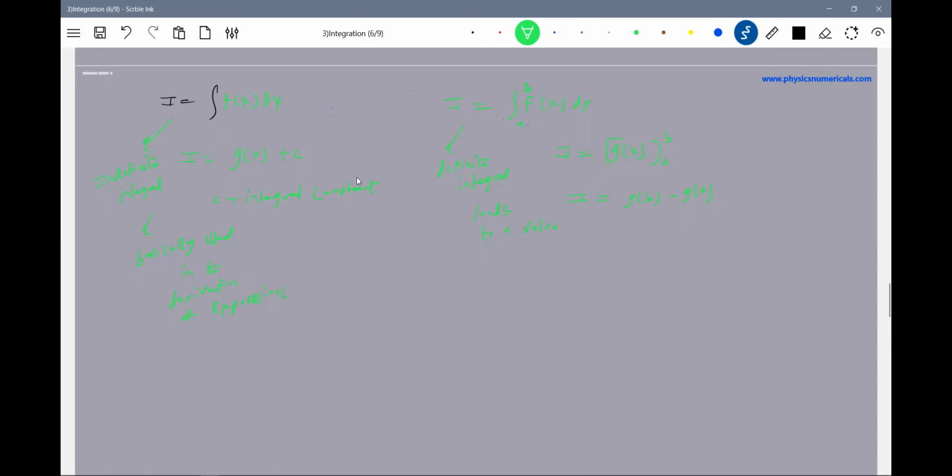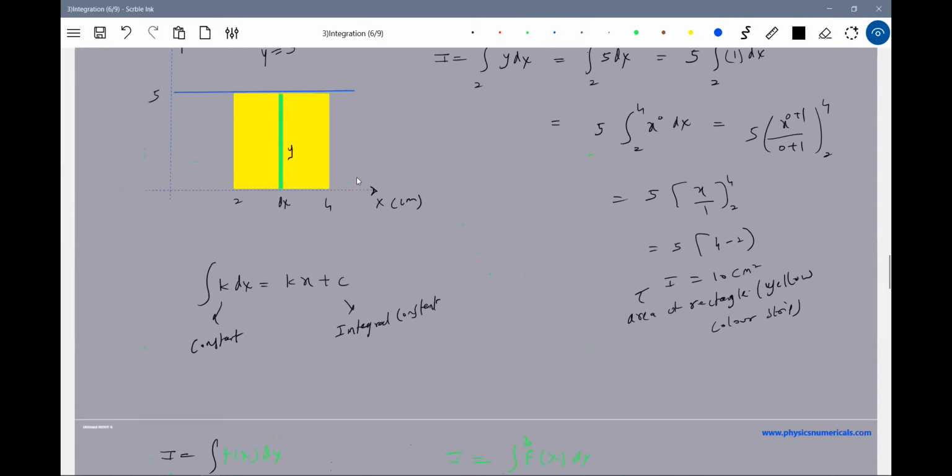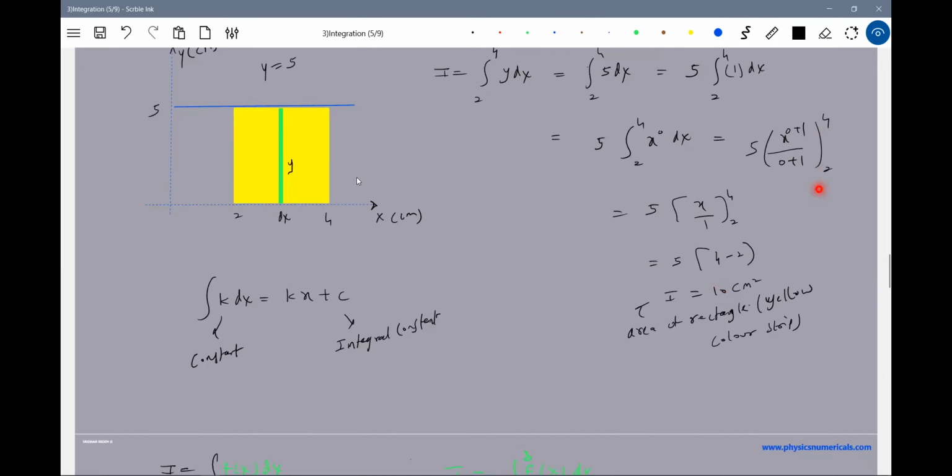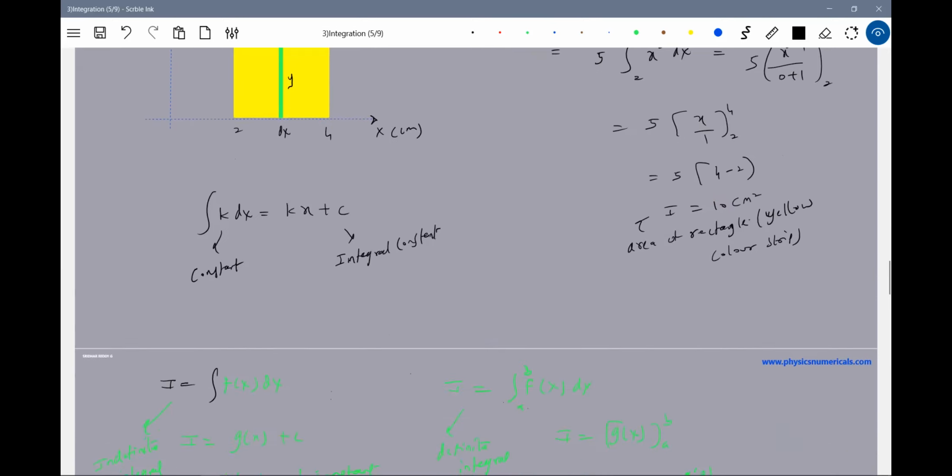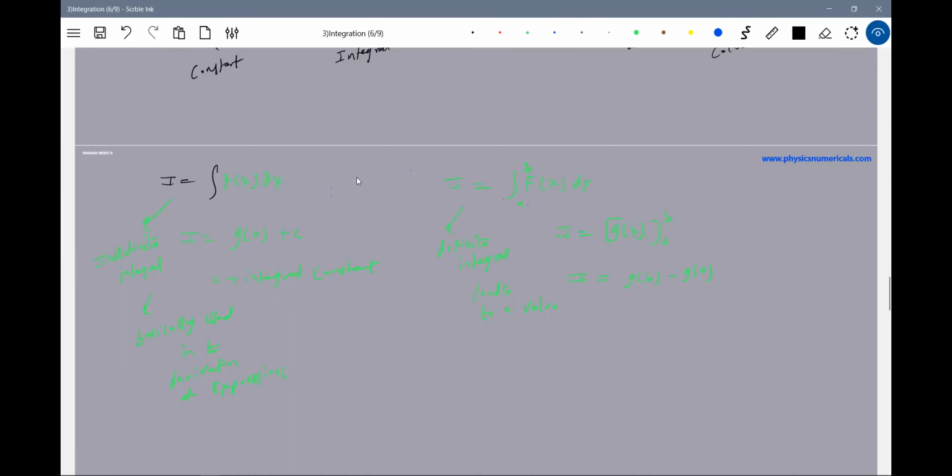And what about the indefinite integral? It leads to an expression. We don't get any value. You can see that. But here, if I substitute like in the previous problem, I got the value, because limits were there. So whenever we are going for some derivation part, we stick to this one. What is c? How to calculate the integral constant? By initial values. The value of c is determined by the initial condition.